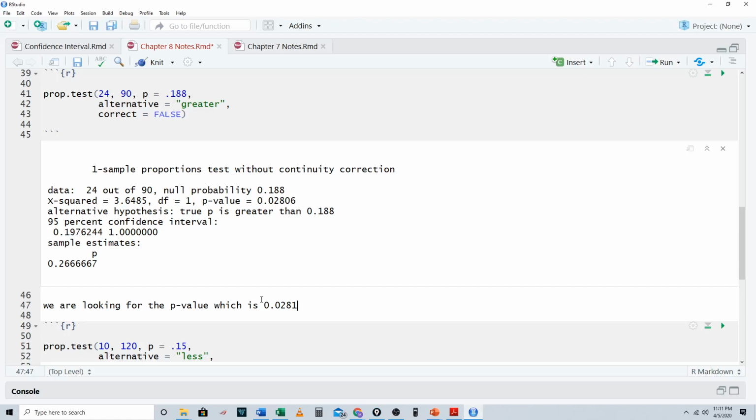So that's how we're going to do this. That's how we're going to do finding probability of proportions. Okay, now if they give us x, we can just type it in. If they give us a percent, we just multiply it by n. Right? And again, we're looking for p-value.